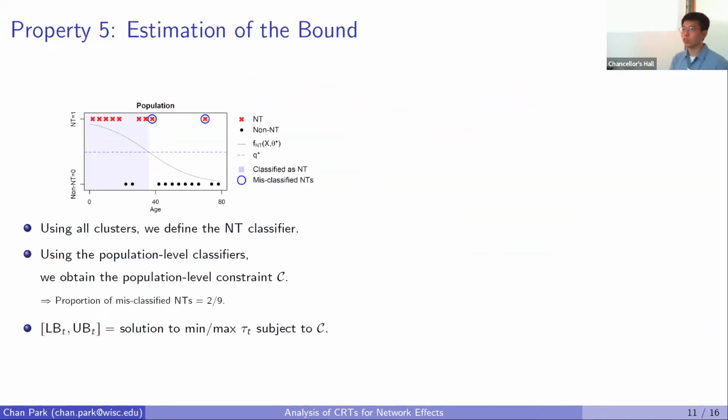So what I have discussed is the following. We have a population which we cannot entirely observe. Still, assume that you have that data. Using all clusters, we define the true or the posited specified never taker classifier. And using the population level classifier, we obtain the population level constraint script C, which uses the proportion of misclassified never takers as 2/9. And using that population level constraint, we solve the linear program to find the lower and upper bound.